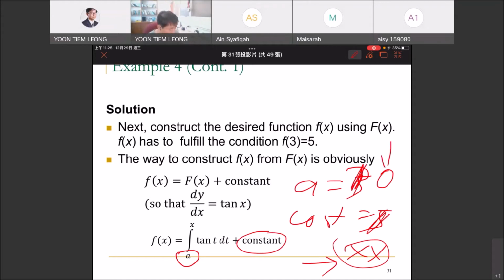If you choose a to be some other number, which is not 3, you can still work out the value of the constant. The conditions will still be fulfilled for f(x). So by no means are the values of a and the constant unique, right? Any other choice of a and the constant is still possible because it still allows you to fulfill the condition. So if you find a value which is different from your friend's, it doesn't mean that your answer is wrong. It simply means that both of you are using a different initial guess. But as long as your answer is consistent, then you are right.